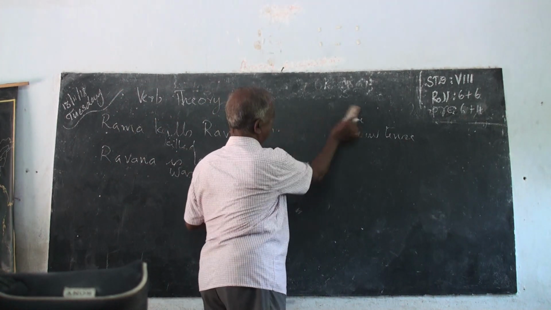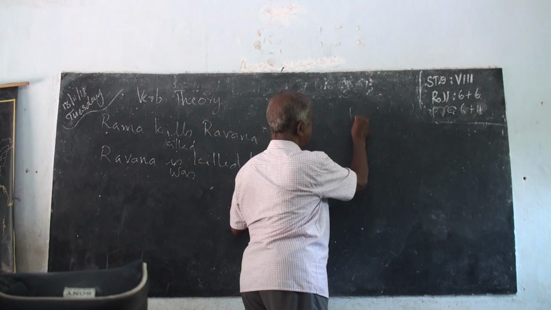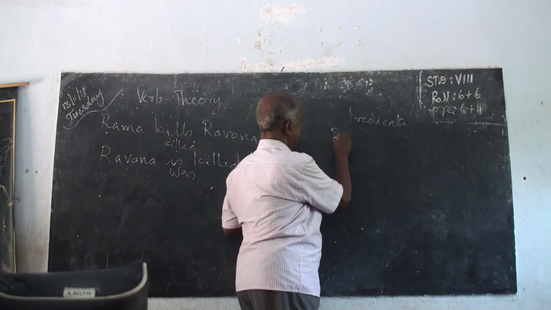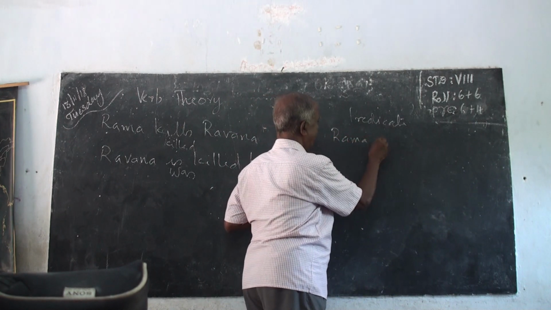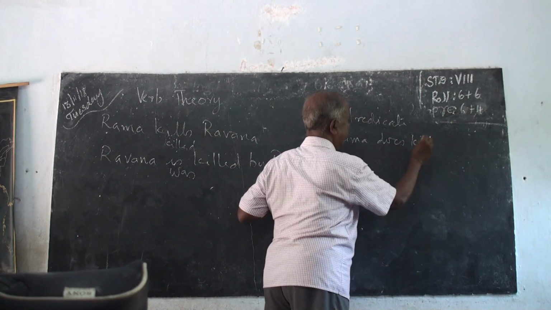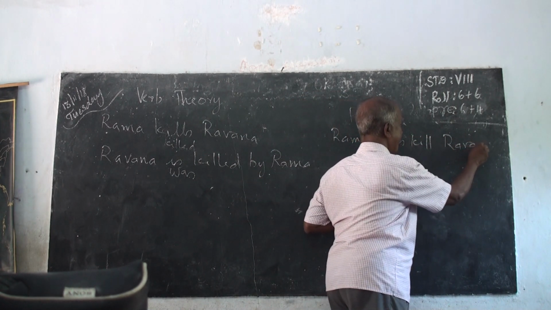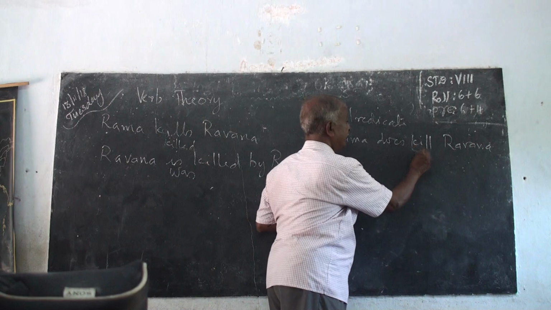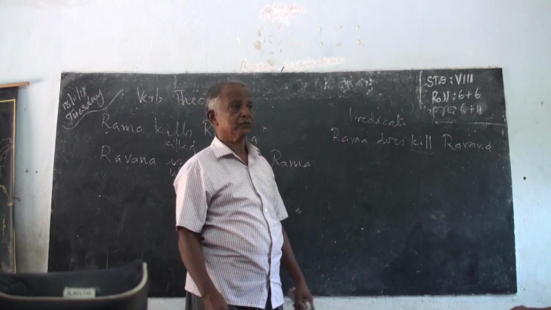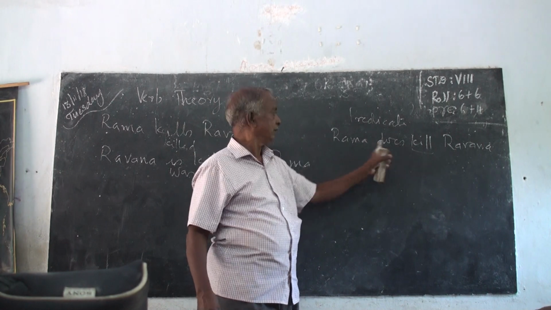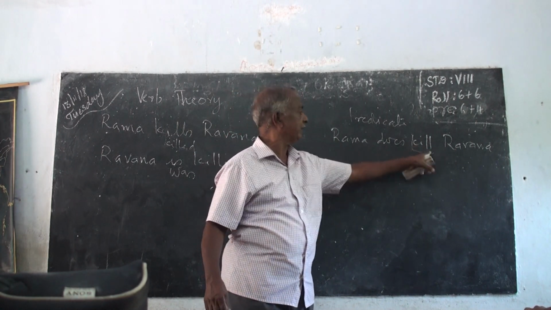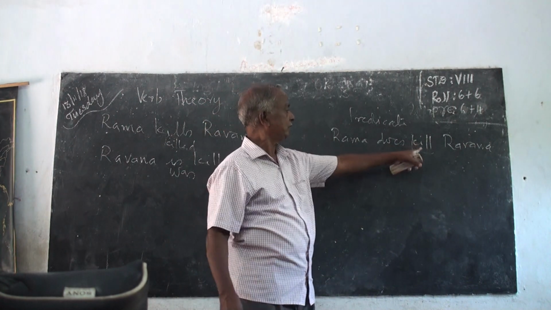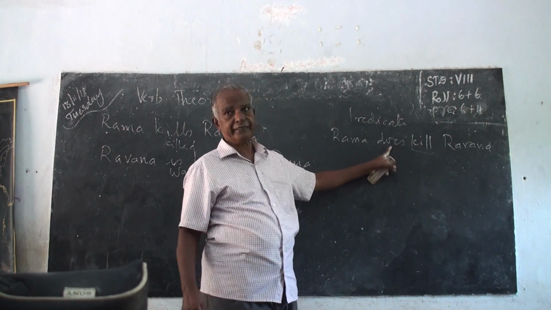If you take this predicate theory, Rama kills Ravana becomes Rama does kill Ravana. Does is the key predicate word. Kill is a noun, because it will not show tense. Rama does kill Ravana. Rama did kill Ravana. So here, kill does not undergo any change. So here it is a noun. It is a key predicate word.